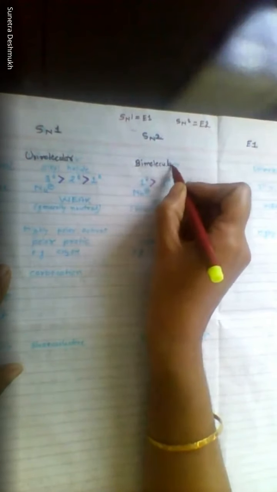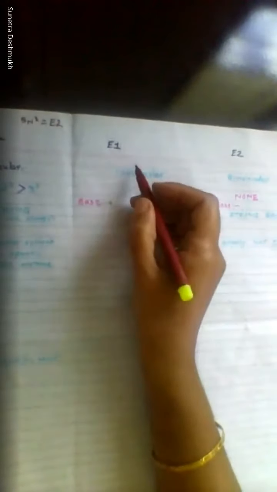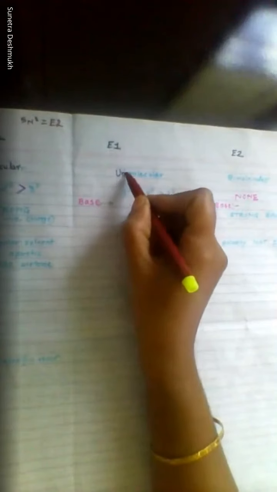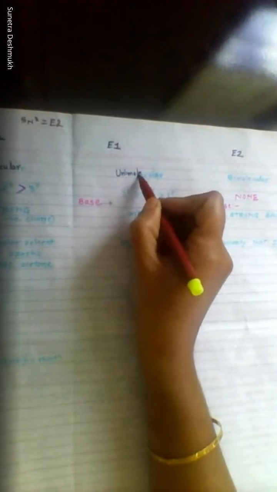We will go step by step: nucleophilic substitution unimolecular, nucleophilic substitution bimolecular. Now about E1 and E2: E1 is a unimolecular reaction and E2 is a bimolecular reaction. You know all these things, which one is unimolecular and which one is bimolecular. Now we go to the next parameter.